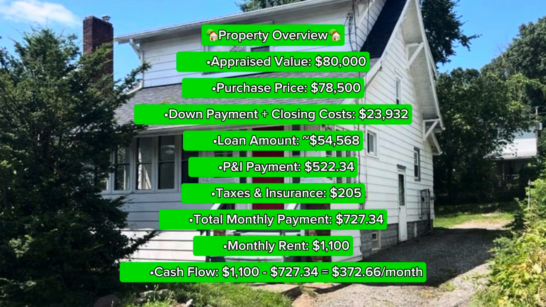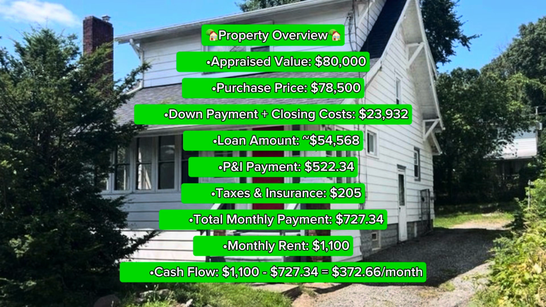Okay, y'all. So here are the actual numbers. The property appraised at $80,000. My purchase price was $78,500. I paid $23,932 down, and that included my closing costs. All right. I got a DSCR loan, which is specifically for rental properties. And typically, what you're going to have to do is pay 20% of the purchase price for the home. All right. And again, that included my closing costs.